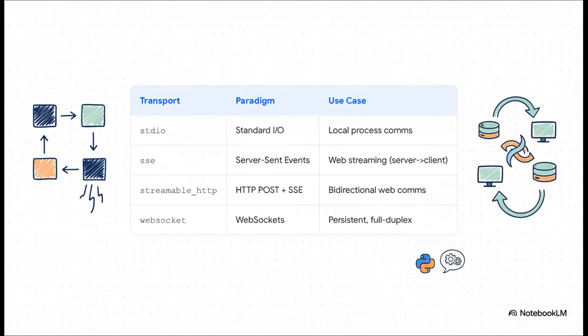Now, how do the client and server actually talk? The SDK supports several communication transports, each for a different use case. You've got stdio for when the client and server are running on the same machine, like a child process. There's SSE for simple one-way streaming on the web. Streamable HTTP gives you robust two-way web communication. And, of course, WebSocket for when you need a persistent, real-time connection.